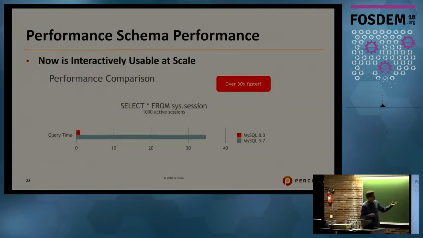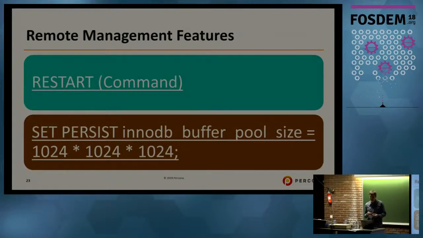Here is an example of a performance schema query, right? Looking through the built-in sys session table, which was designed as a sort of better show processlist, but unfortunately in 5.7 it wasn't usable with a large number of sessions. So like 1,000 sessions would take like 30-40 seconds. That's not as much as you probably would want to wait for a show processlist. Now you can see it takes a second or two, even if there is a large number of sessions available.